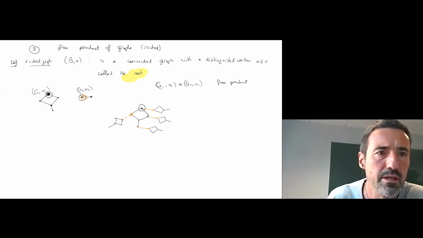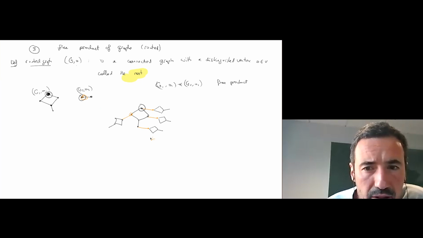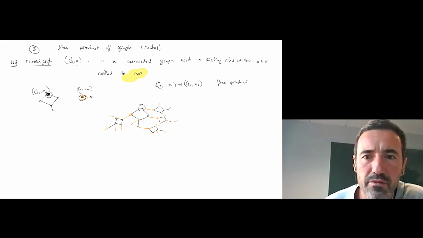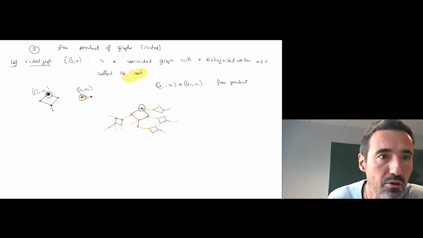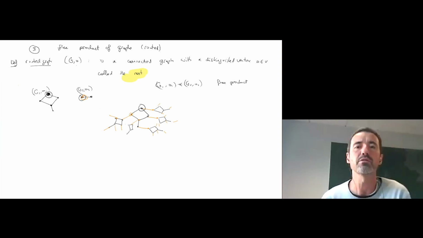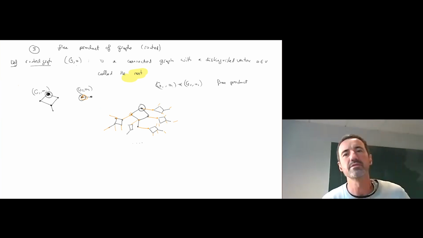Okay, and now I repeat. So probably now you understood. I forgot one, the previous round. So you see, even when you take the contrary to the other operation, even when you start with finite graphs, it's quite clear that you end up with an infinite graph. Okay. So this is the beginning of the free product.